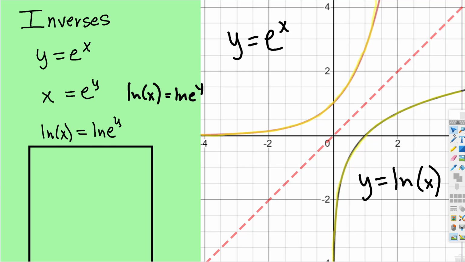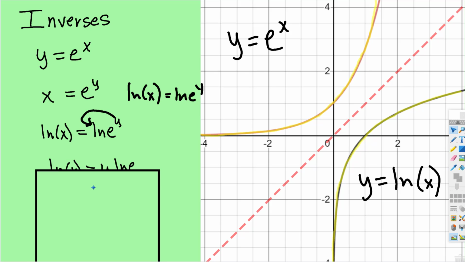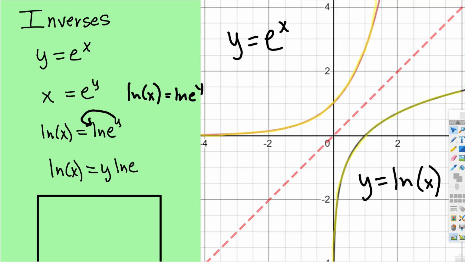And then remember the laws of exponents. When the value has an exponent, to expand it, you bring that value in front, and then you have natural log of x is equal to y times the natural log of e. And if you were to type natural log of e into your calculator, you get 1. So that cancels, and now you have y is equal to the natural log of x.